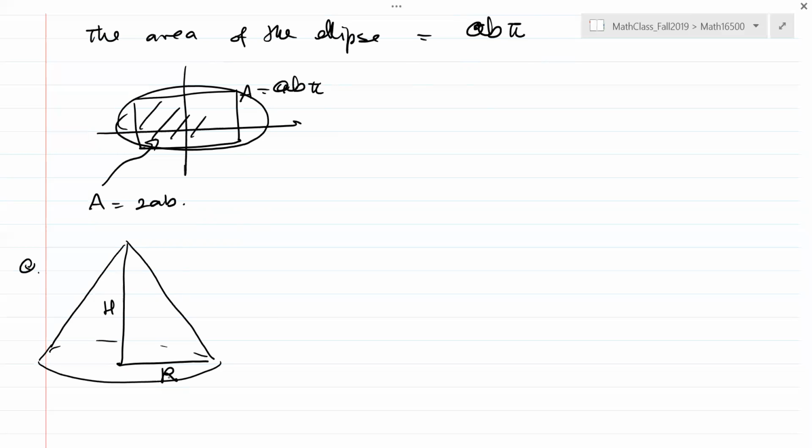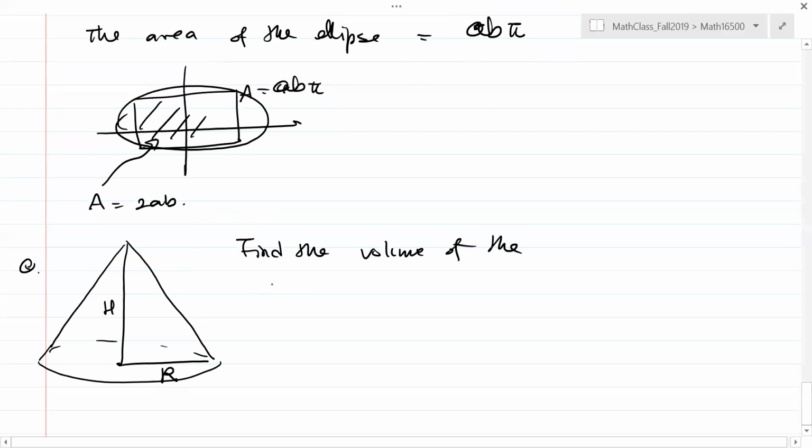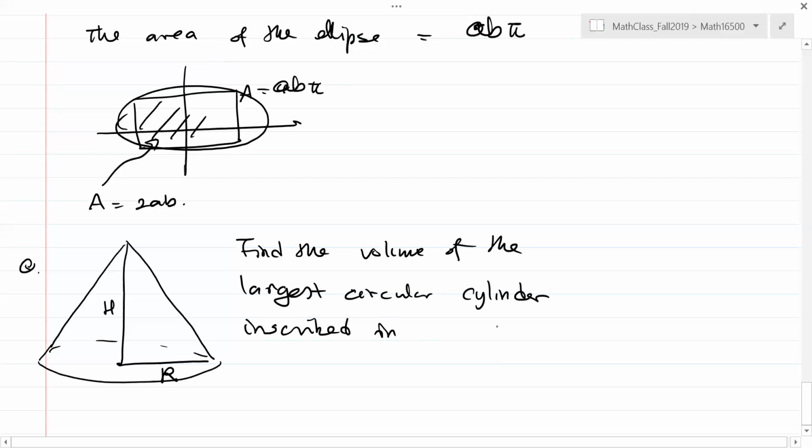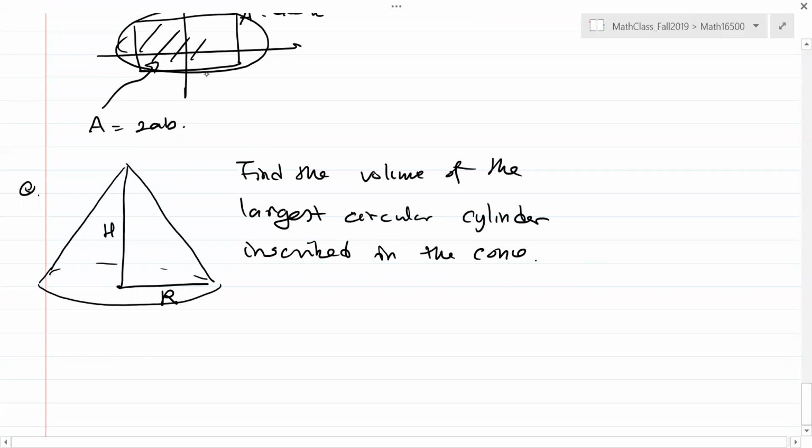Find the largest possible volume of the circular cylinder inscribed in the cone. So this is a cone. There are many ways to describe it.